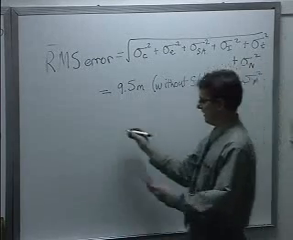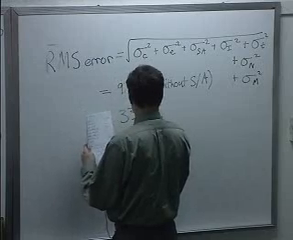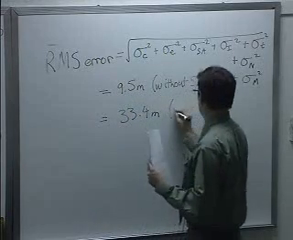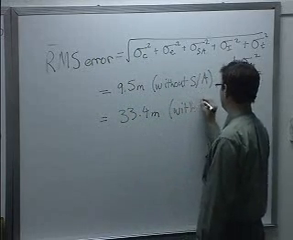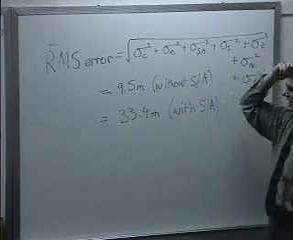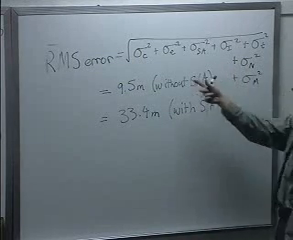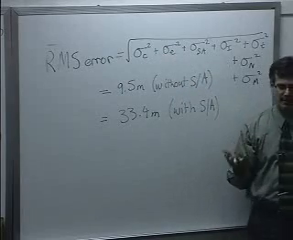With selective availability, you get about 33.4 meters. So you see that makes a huge difference in the accuracy of your estimates for location. Why? Because the biggest thing in a formula like this is what dominates, you know.